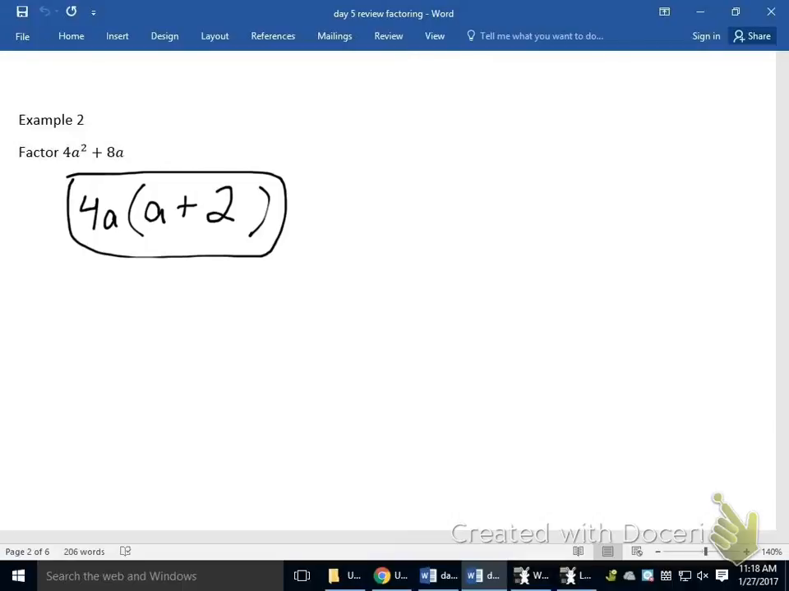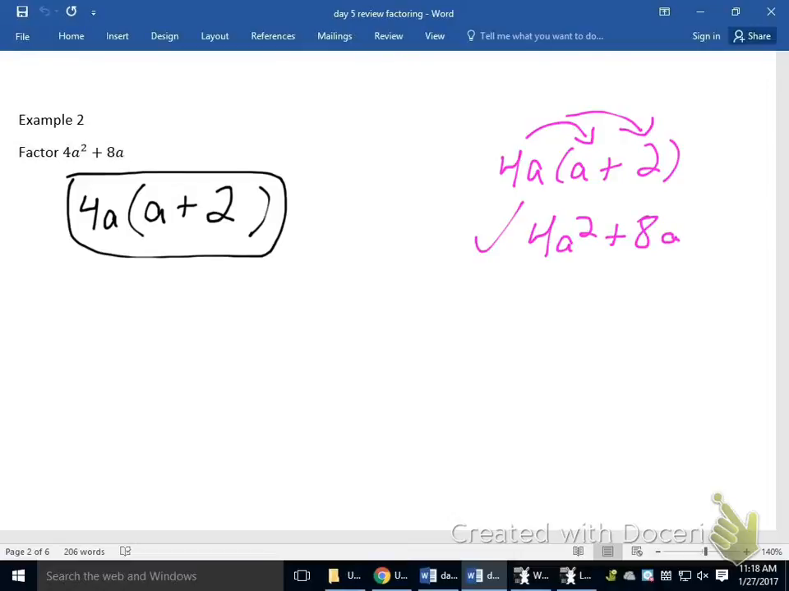If you want to check your answer, you can always take what you got, multiply it out by distributing, and see if you get what the original problem was. And that's a good check to do on the side. Now I know I've gotten the right answer because I ended up with what the original problem was. You also want to be careful to look and see if there's any more factoring that can happen. Each of these factors are prime factors because they can't be factored anymore.